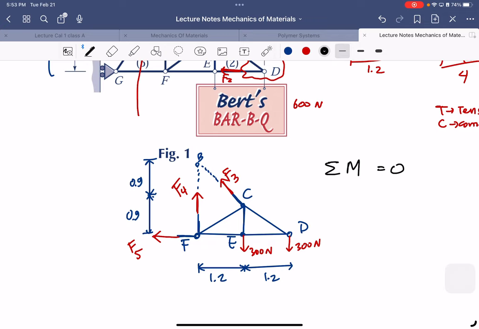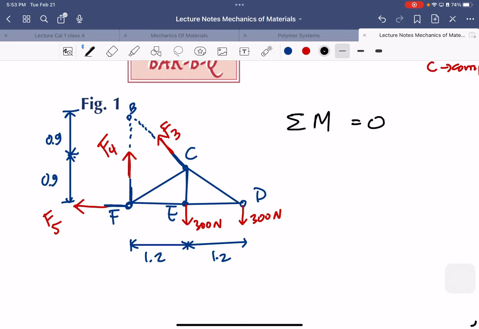Now from here, we are going to take moments about point B. Remember the assumption: if we rotate clockwise, it is positive. If we rotate counterclockwise, or anti-clockwise, we are going to have a negative. Just assumptions, okay? These assumptions will help you a lot.